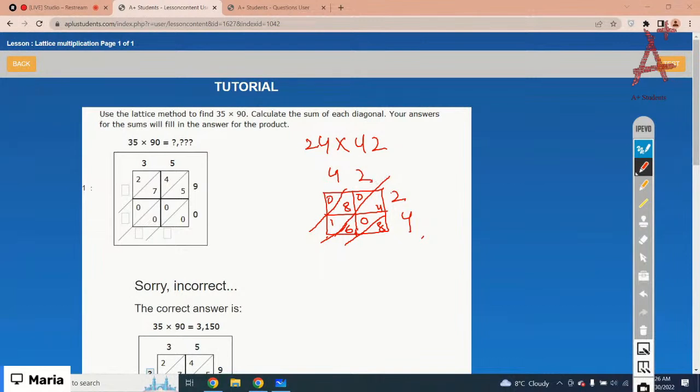Add the ones diagonal, so it would be the ones digit. You have to add this diagonal first. 8 plus 1 is 9. Got it? Then you have 0 here. Then you have to do 6 plus 4. Add this diagonal first. This is the ones diagonal, 8. And 6 plus 4 is 10. Got it?